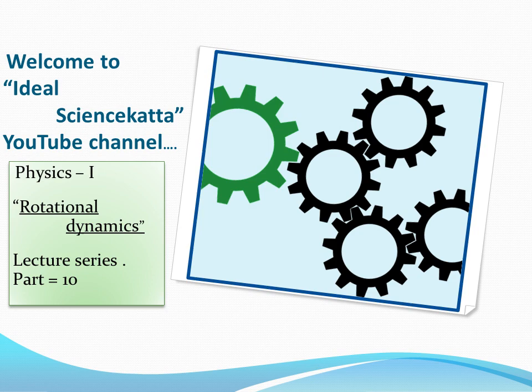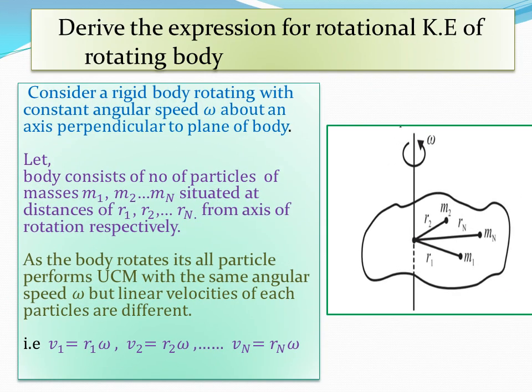Today we are going to start a new point: the expression for rotational kinetic energy of a rotating body. What is meant by rotational kinetic energy? The kinetic energy possessed by a body due to rotational motion. If the body rotates about itself, then it has rotational kinetic energy. And what is translational kinetic energy? If the body is moving along a straight line, suppose this is the body and this body is moving along a straight line, then the body has translational kinetic energy.